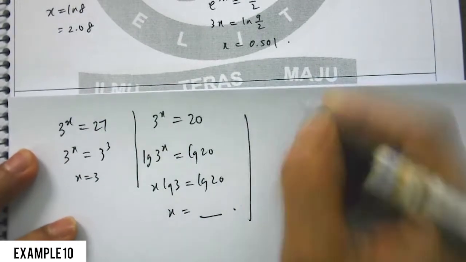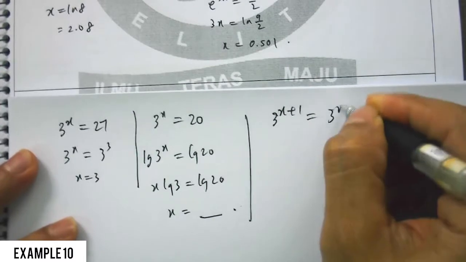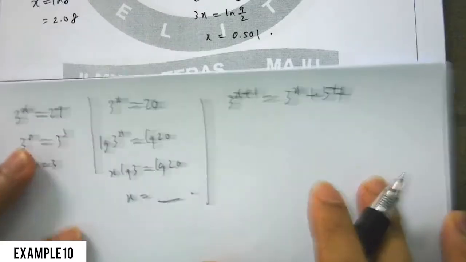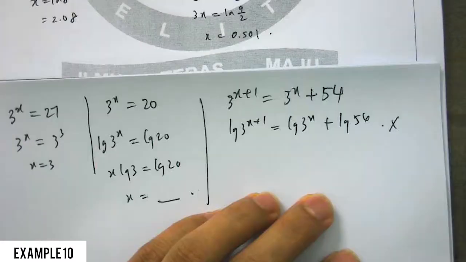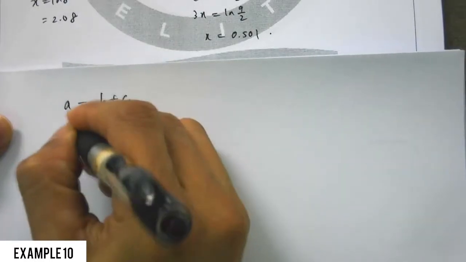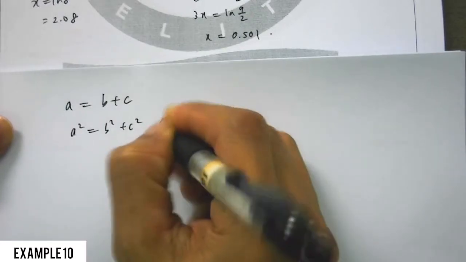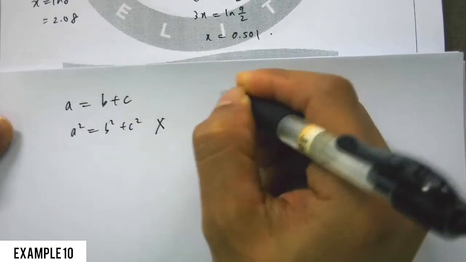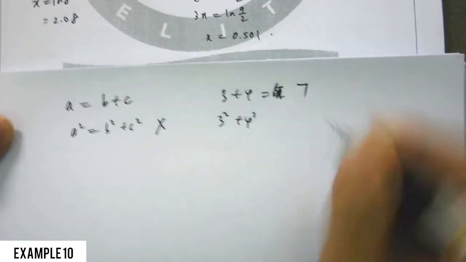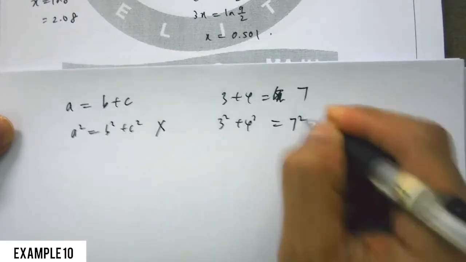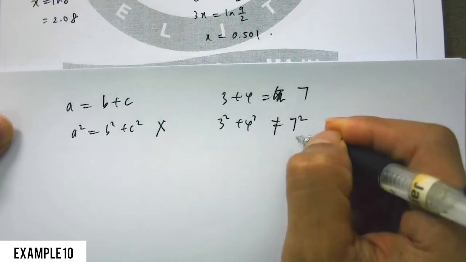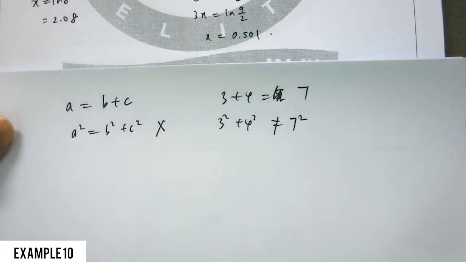Now, what if I have 3 power x plus 1 equals 3 power x, and then let's say this is 54. Now, you cannot introduce log like this. If a equals b plus c, can I say a squared equals b squared plus c squared? Wrong. Example, 3 plus 4 is 7. Can I say 3 squared plus 4 squared equals 7 squared? No, 3 squared plus 4 squared is supposed to be 5 squared. So you cannot square individually. It's wrong. But we can square the whole thing.